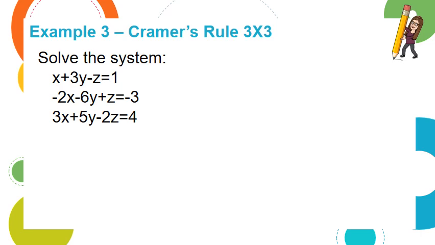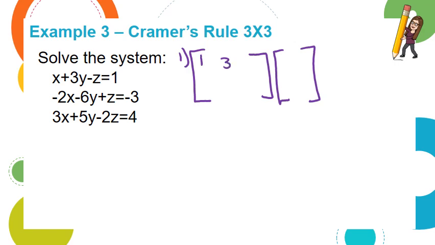Let's take a look at solving a 3 by 3. This is going to get a little crazy, okay? Because we have to replace 3 columns, an x column, a y column, and a z column. So let's go through the basics though. First step, create your coefficient matrix and your answer matrix. Coefficient matrix is 1, 3, -1, -2, -6, 1, 3, 5, -2. Our answer matrix is going to be 1, -3, 4. Easy first step.